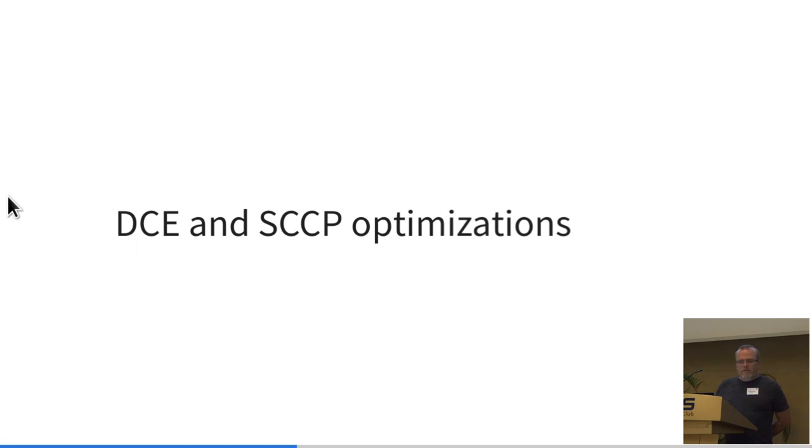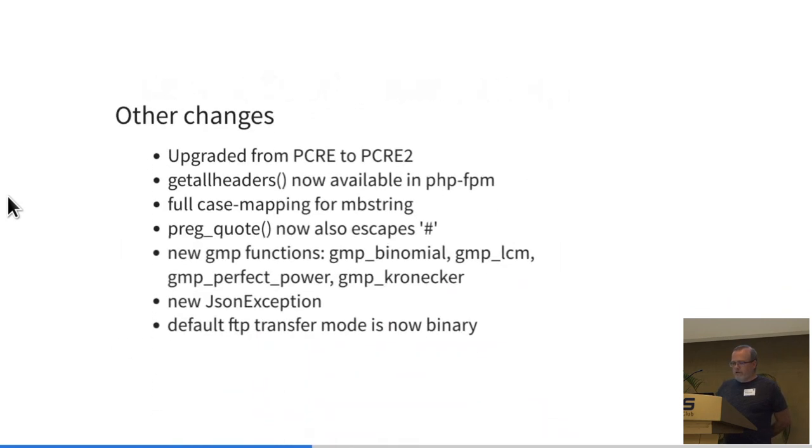Another new thing in 7.3 is that the DCE and SCCP that we started introducing in PHP 7.2 has gotten a lot more interesting. And I'll cover that separately. Some other changes. We're now using PCRE2, which is a regular expression library. There's a new major version of it. It shouldn't break anything. Shouldn't. There are some edge cases where in really weird regular expressions, it might behave differently. So if you do upgrade to 7.3 and you find yourself with test cases that are failing, check if that test case has a really complicated regular expression and see if some change in PCRE2 might have broken it.